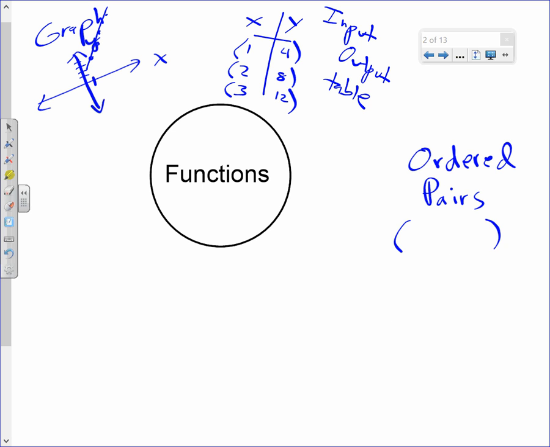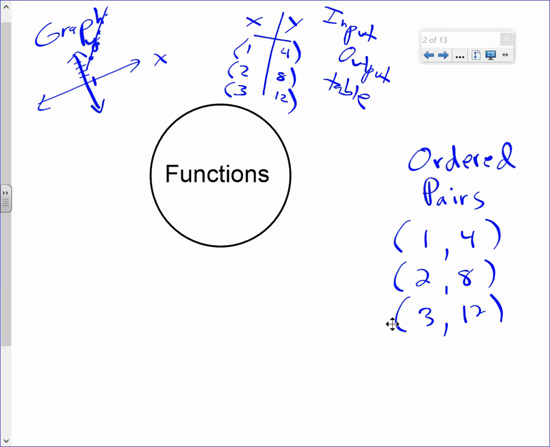Look at ordered pairs that we graph. I'm going to separate the numbers by a comma in parentheses. 1, 4, 2, 8, 3, 12. So ordered pairs. So we got input-output table, ordered pairs. We got a graph. These are the ways functions can be represented. How about in words? We can describe the function in words. So graph, input-output table, ordered pairs, words.